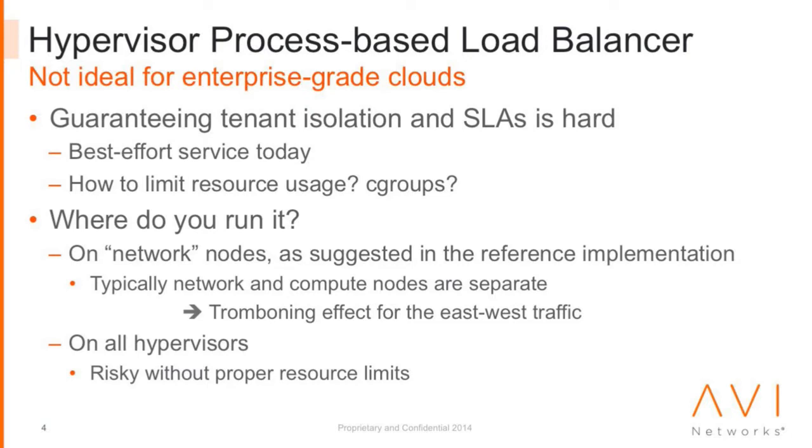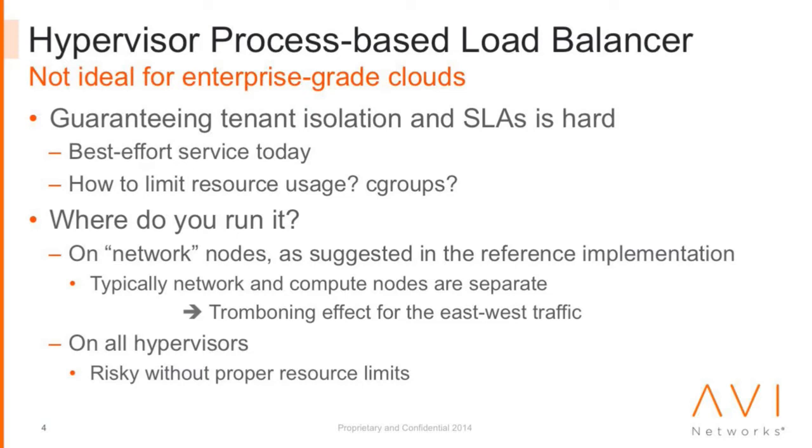Today, the reference implementation says to run the load balancer HA proxy instances on all the network nodes. But typically, network nodes and compute nodes are two different hosts in your cloud data center. So you'll have a tromboning effect, where packets have to travel from network nodes that are in one rack at one end of the data center to your compute nodes that are spread across your data center.